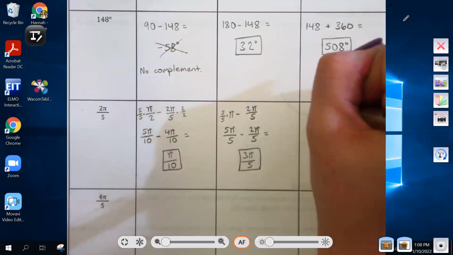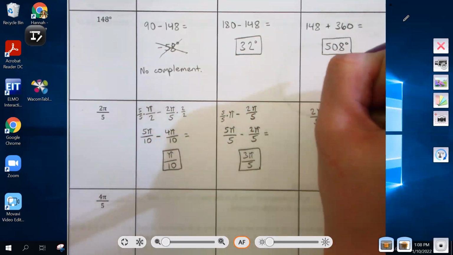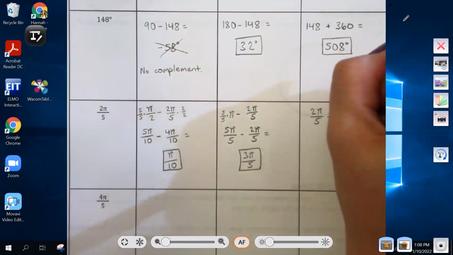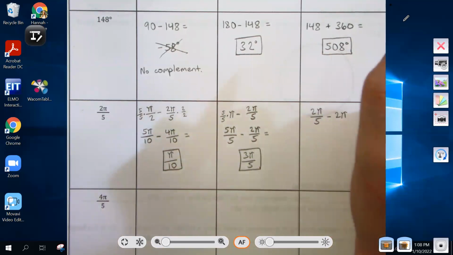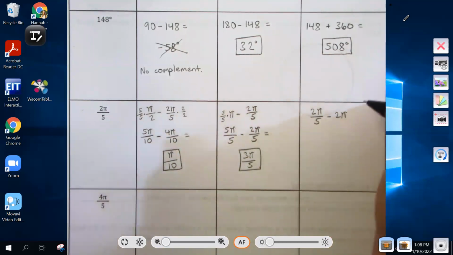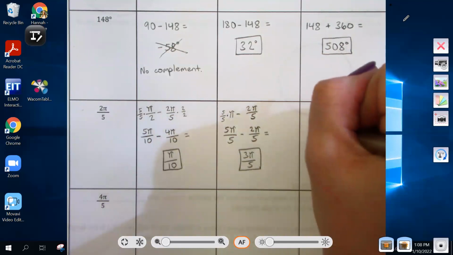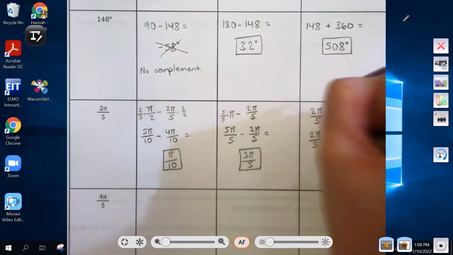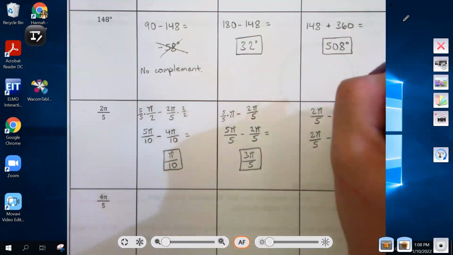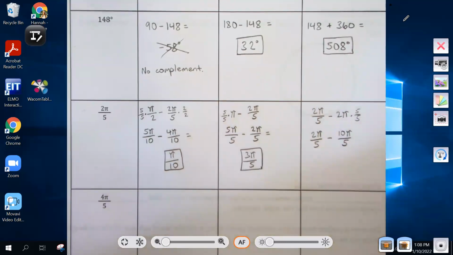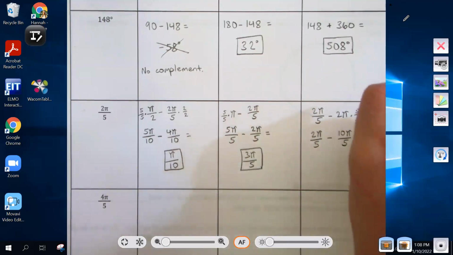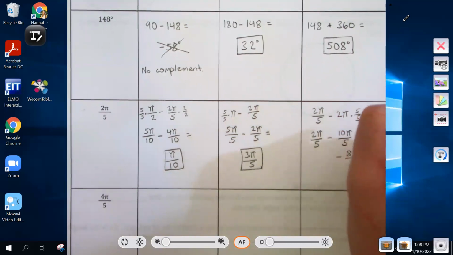Coterminal angle. Okay, we want to subtract 2 pi this time. If you want to add, that's fine too. But we need 2 pi to have a denominator of 5. So we need to multiply by 5 over 5. So we've got 2 pi over 5 minus 10 pi over 5. Negative 8 pi over 5.